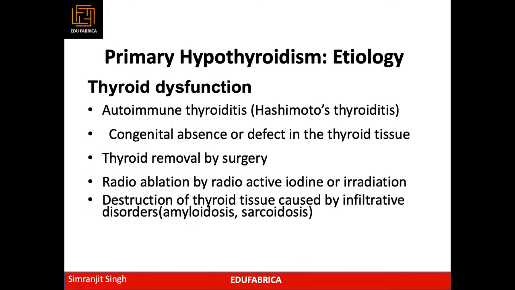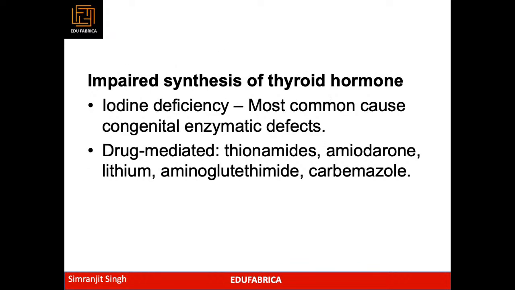In this, the etiology is thyroid dysfunction, such as autoimmune thyroiditis, Hashimoto thyroiditis. It may be a congenital absence or defect in the thyroid tissue, thyroid removal done in surgery, radioablation with radioactive iodine or irradiation, or destruction of thyroid tissue caused by infiltrative disorders such as amyloidosis and sarcoidosis. Then impaired synthesis of thyroid hormone: iodine deficiency, the most common cause, congenital enzymatic defects, and drug mediators including thionamides, amiodarone, lithium, aminoglutethimide, and carbimazole.